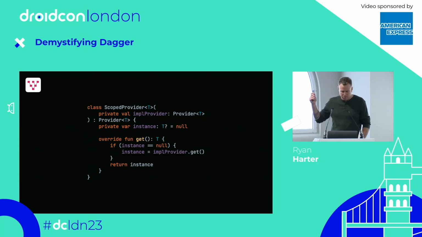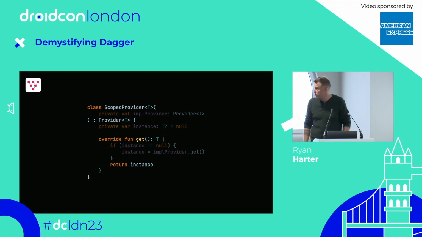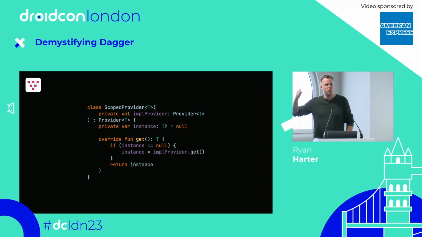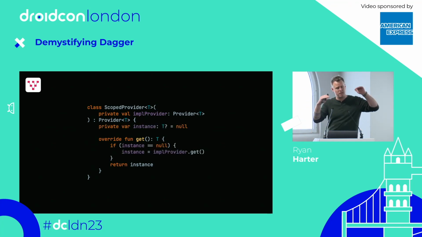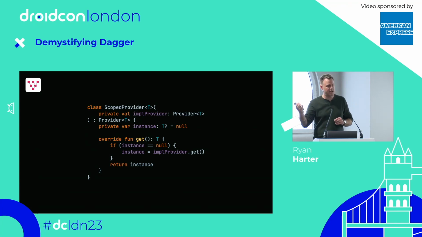But the cool thing about providers is we can make this scoped provider, which is itself a provider. So it has a get function that returns a value. It takes in and wraps another provider, and then all it does is store a local instance of it. So when your component and your dependency match in scope, what Dagger does is just take that same provider that was generated elsewhere and wrap it in one of these. And that way, as long as your scope is as long as your component lives, you will only get one instance of that object.